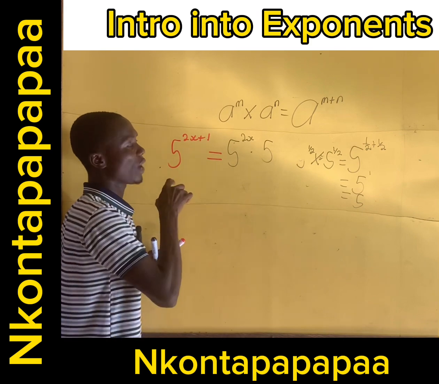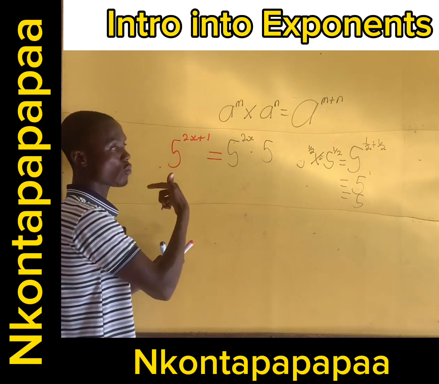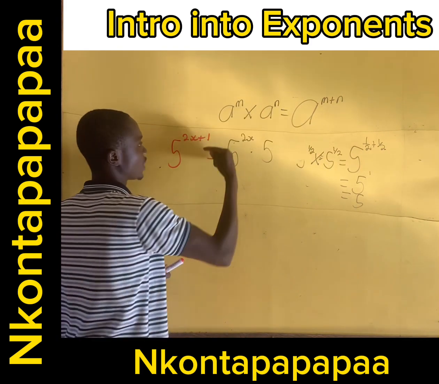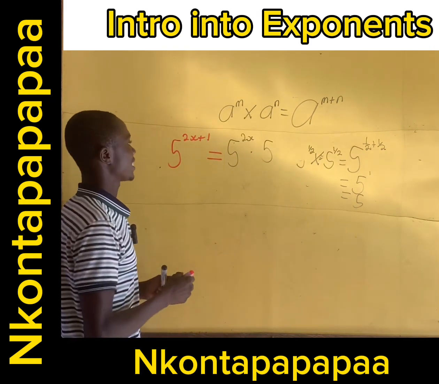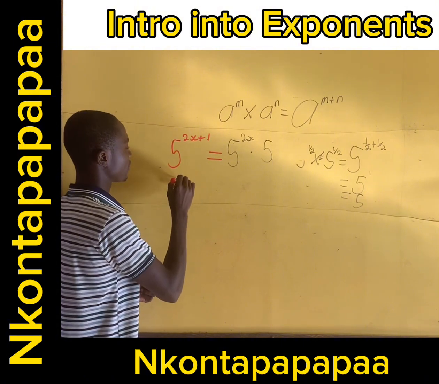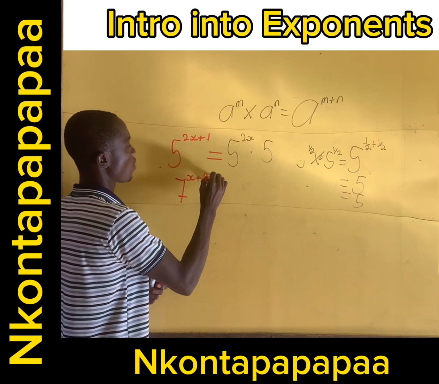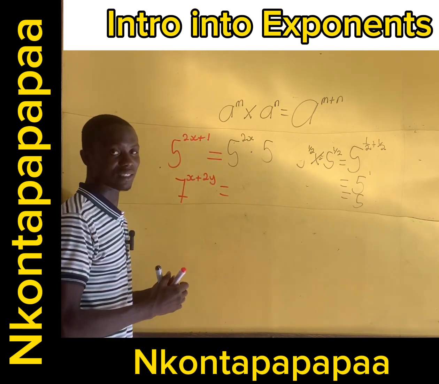So don't think in one direction. You have to think backwards and then forward as well. So this one goes forward. What about bringing this one backwards? Now let's try this one and see. If I have 7 exponent x plus 2y, how do you split this?